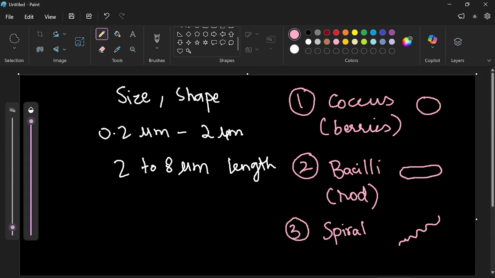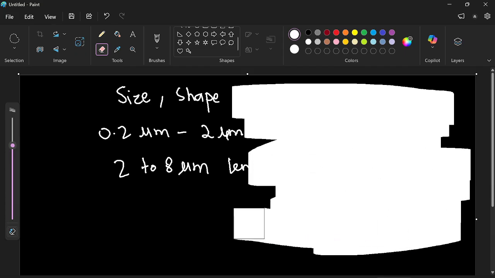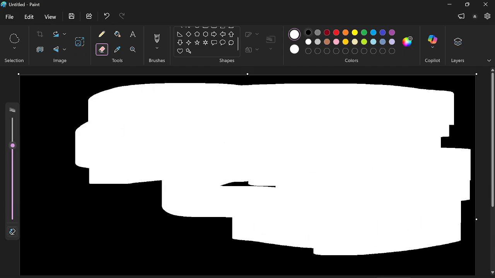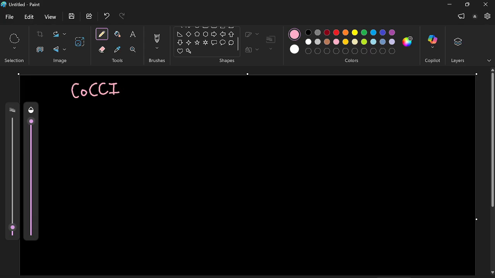So let me start over with the cocci and its possible arrangements. Just give me a moment so I can erase it for you. Fill this one. Okay. So basically, the first shape is cocci, or I don't know how to pronounce it, but I call it cocci. So let me put it here that we are discussing the cocci.